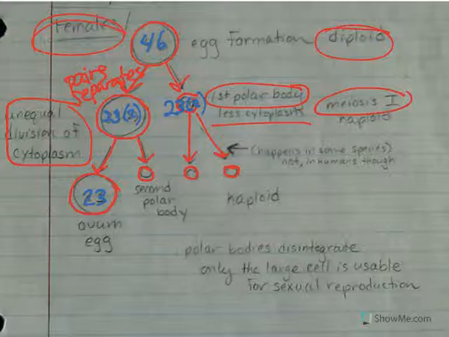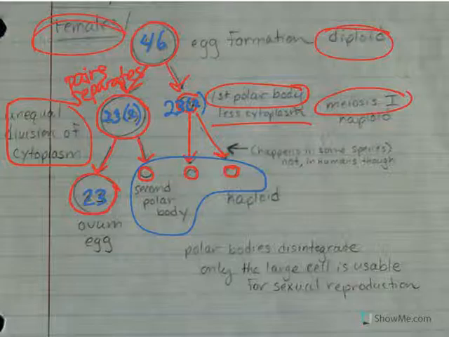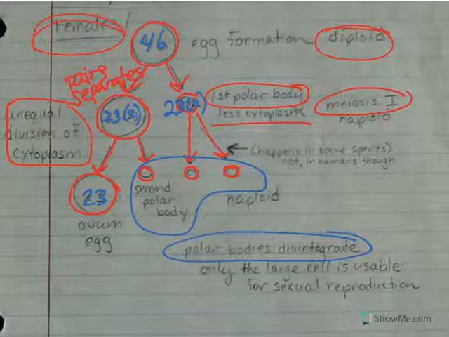Now these small ones here, these polar bodies, are basically unusable, especially in the human race. These polar bodies disintegrate, and only the large cell is actually going to become a usable egg. And that's true for the human species. This isn't 100% true for every single species, but in humans, only that large egg is actually usable. So that's the one egg that's released once a month and can get fertilized by the sperm. The other polar bodies, they disintegrate and are not used.